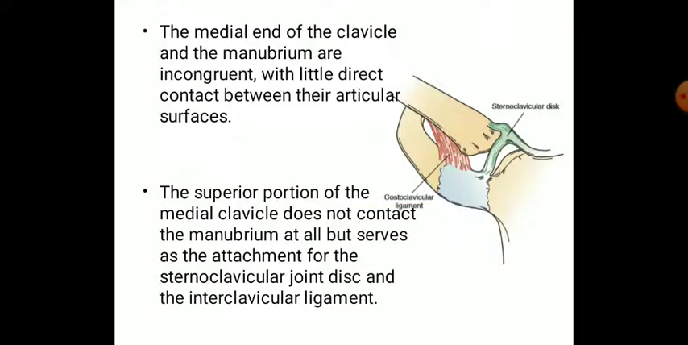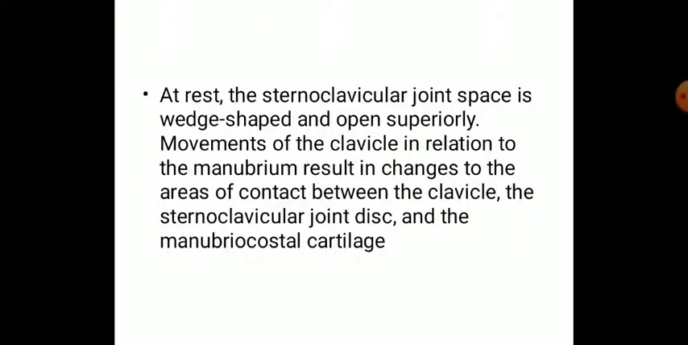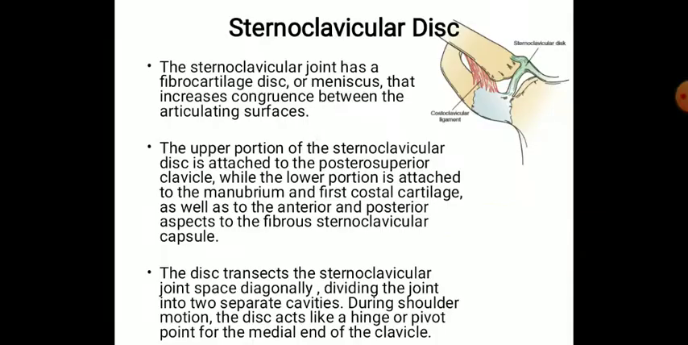In a normal resting position, when there is no movement in the joint, the disc is presented as a wedge-shaped structure. But whenever we move the clavicle, as you can see in this picture, which shows some abduction of the scapula, there are changes in the normal wedge shape of the disc. So what is the sternoclavicular disc? There is a structure sitting in between the sternum and the clavicle, and that is called the sternoclavicular disc.